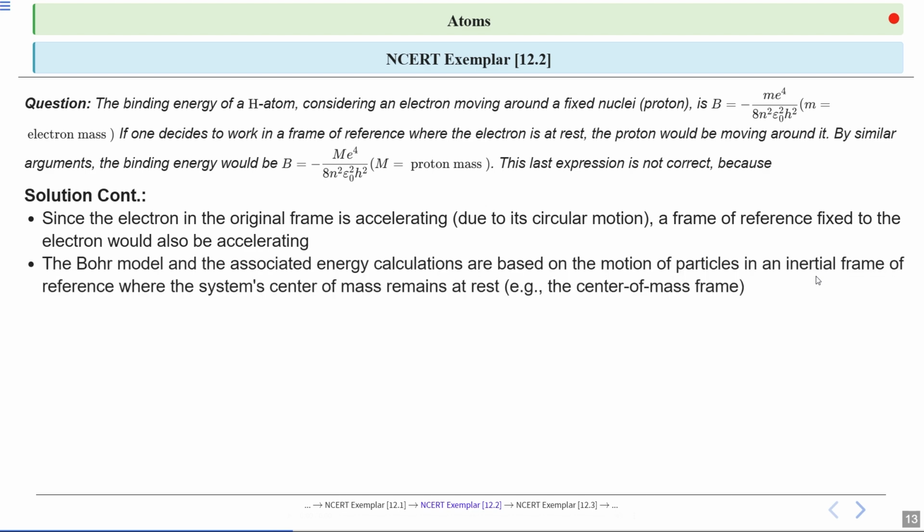The Bohr model, which gives us the binding energy formula, assumes we are working in an inertial frame, usually the center of mass frame where the system as a whole isn't moving. In this frame, both the electron and the proton move around their common center of mass, but the calculations are based on this balanced, non-accelerating perspective. If we switch to a non-inertial frame, like one fixed to the electron, the basic assumptions of the Bohr model no longer hold.